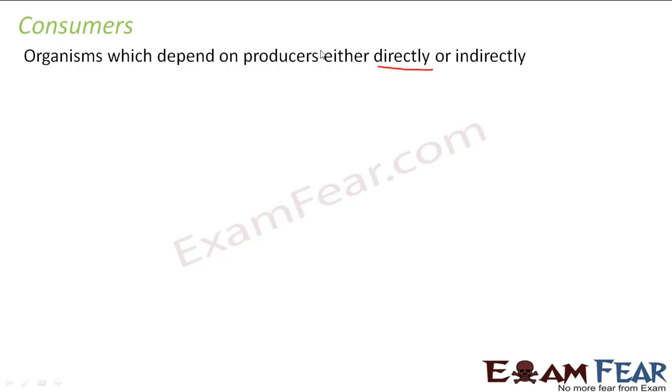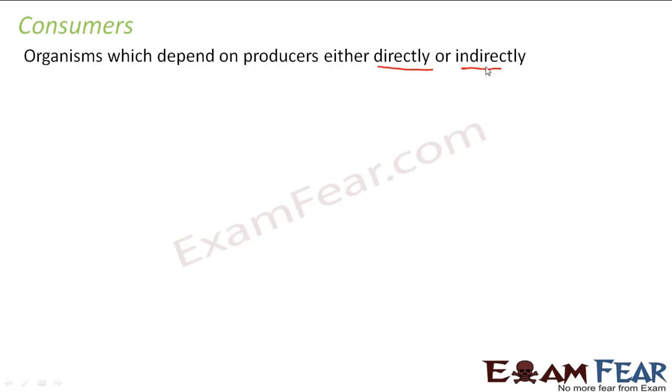Now when I say depending on producers indirectly, what do I mean by indirect dependence? For example, let us consider a lion. Now a goat feeds on the plants. But do you think that a lion feeds on plants? No. So what does a lion feed upon? A lion feeds on maybe goat or deer or other animals. Now these animals in turn feed on plants.